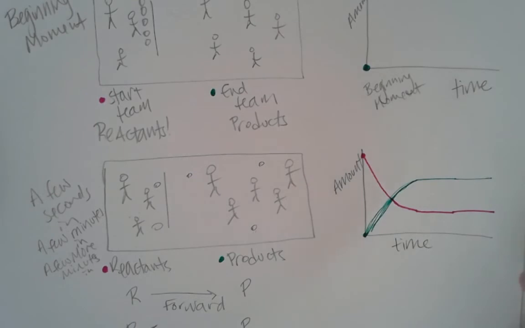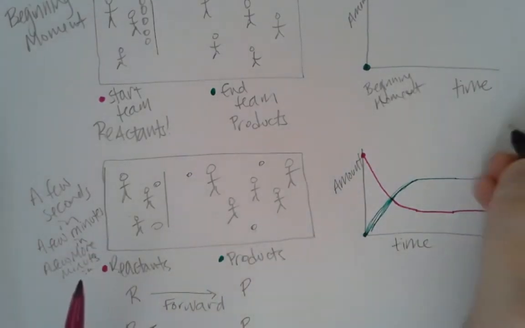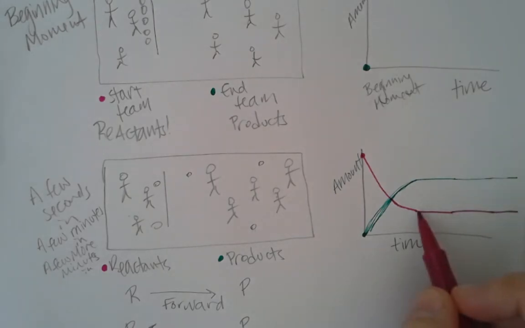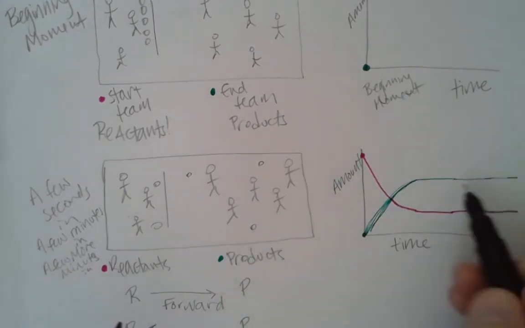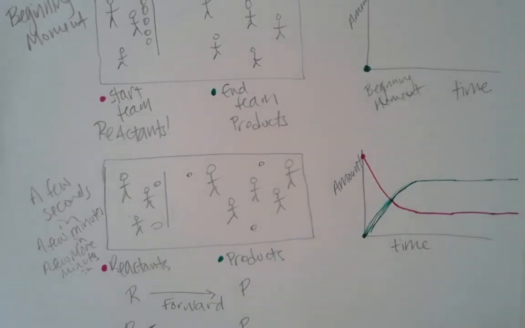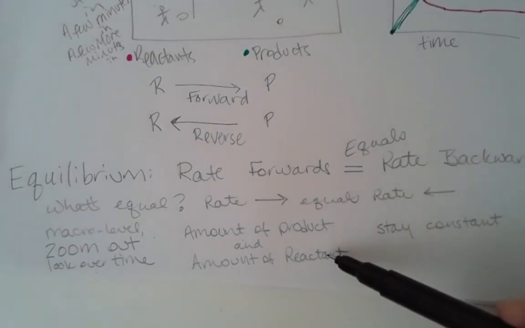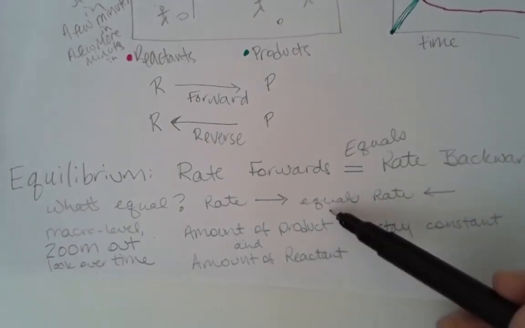And we could do the same thing later. Say stop, look at the concentrations, look at how much you have. You still have a similar ratio of products to reactants. So things that are staying constant: the amount of reactant stays constant over time, the amount of product stays constant over time. That ratio, amount of product to amount of reactant, stays constant over time.